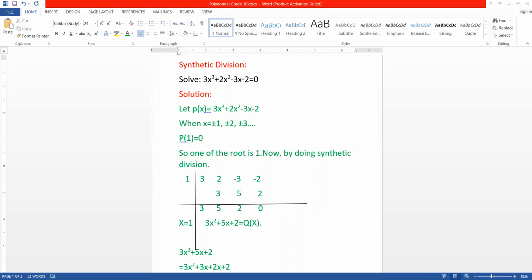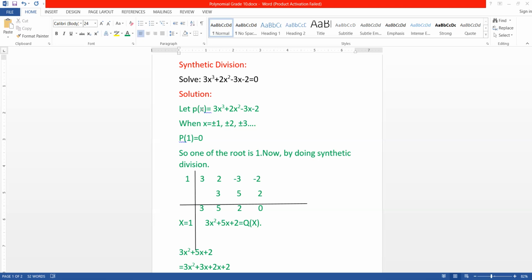especially the remainder theorem. So the question is: solve 3x cubed plus 2x squared minus 3x minus 2 equals 0. The main meaning of solve is to find the value of the variable given in the equation. Here the variable is x, so you have to find the value of x. Since the degree of the equation is 3, because the highest power of the variable is 3, there should be 3 answers for the value of x. So now let's begin the solution.